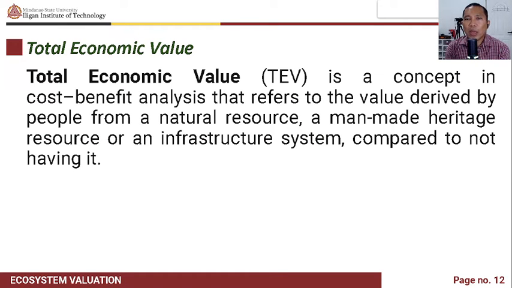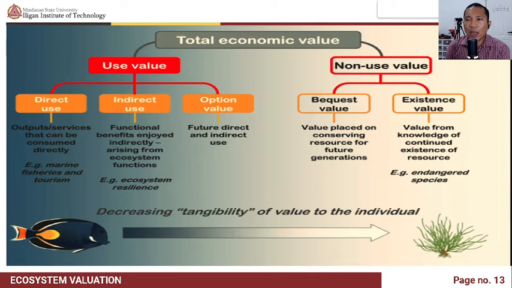Well, the total economic value is a concept in cost benefit analysis that refers to the value people derive from a natural resource, a man-made heritage resource, or an infrastructure system, compared to not having it. So we have here an illustration of the total economic value. On the left, we have the use value, and on the right, we have the non-use value. For the direct use value, we have the output or the services that can be consumed directly, so we have marine fisheries and tourism, for example.